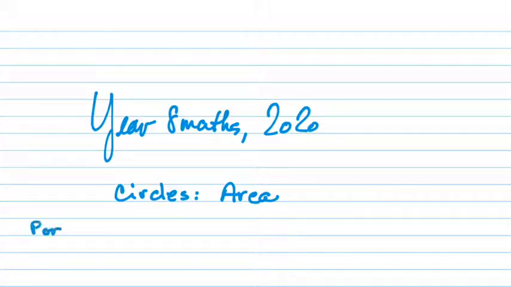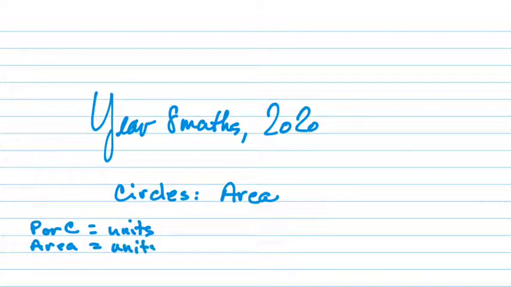For perimeter or circumference, it's just plain units. But for area, it's always units what? Squared, or you can call them square units. I use units, but you need to be more specific than that. When it's centimeters, it would be centimeters squared, etc. But units kind of fuzz it up.